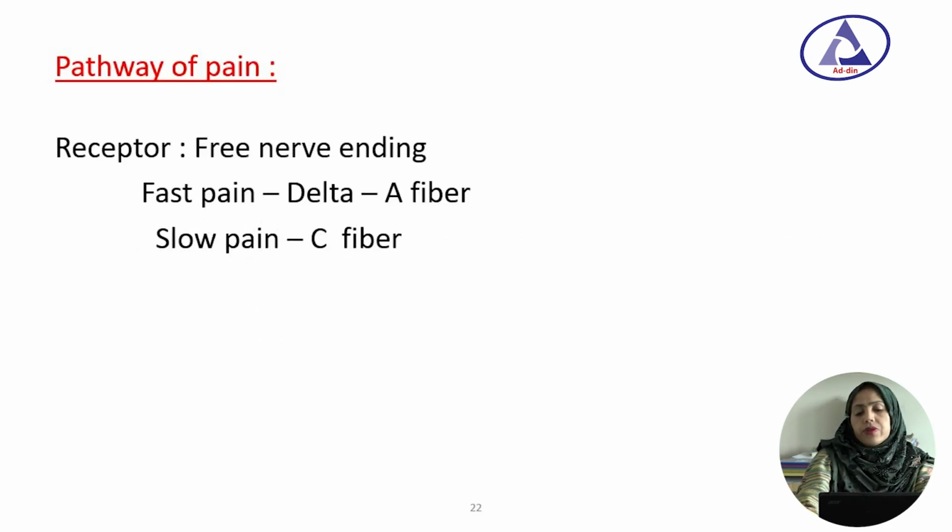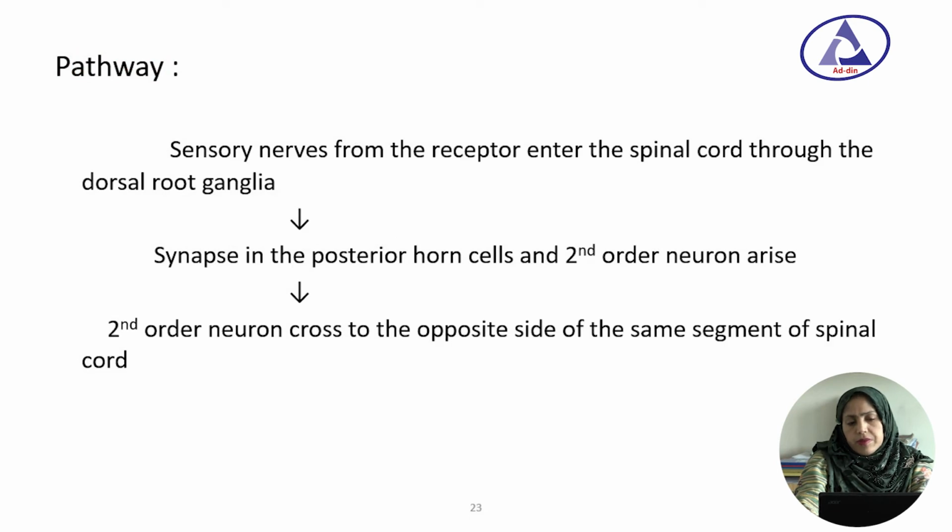And what is the pathway of the pain? Its receptor is the free nerve ending. Fast pain is carried by delta A fibers and slow pain is carried by C fibers. And what is the pathway of the pain? The sensory nerve from the receptor enters the spinal cord through the dorsal root ganglia, synapses in the posterior horn cell, and the second order neuron arises.